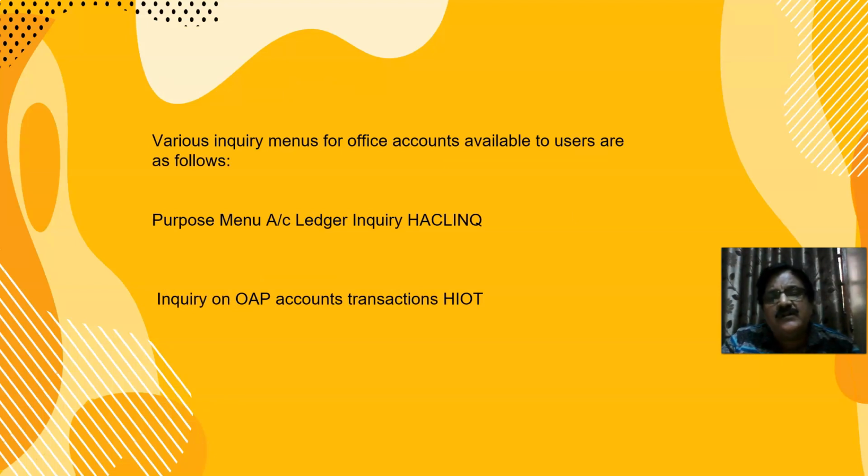Various inquiry menus for office accounts available to users are as follows. Purpose: menu, account ledger inquiry. If you want an office ledger inquiry of any office account, the option is HACLINQ. When we do it for a customer's account, we use HACLI, but here office account inquiry has also been added, HACLINQ. This is for inquiry on an office account. If you want inquiry on office pointing account transactions, the list with the general ledger is called HIOT. Any particular transaction on a particular date you can find through HIOT. That is the menu option for this.